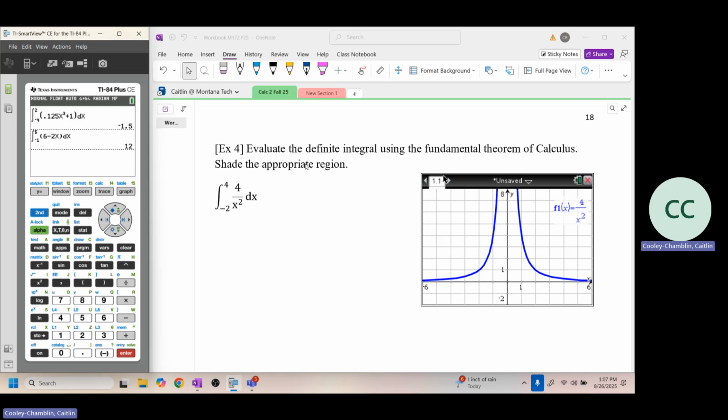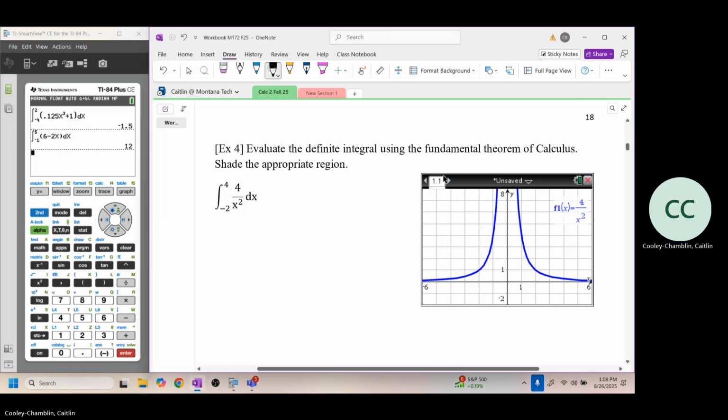Okay, so evaluate the definite integral using the fundamental theorem of calculus and shade the appropriate region. So we're going to evaluate 4 minus x squared, evaluated from -2 to 4. So -2, 1, 2, to 4, 1, 2, 3, 4. And we want to find this area.